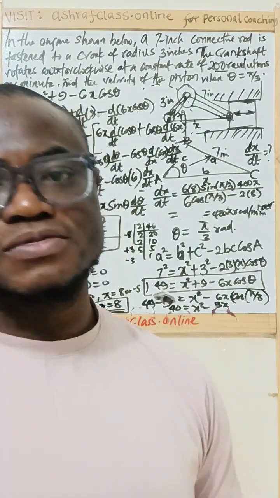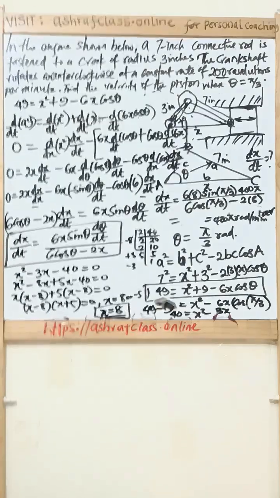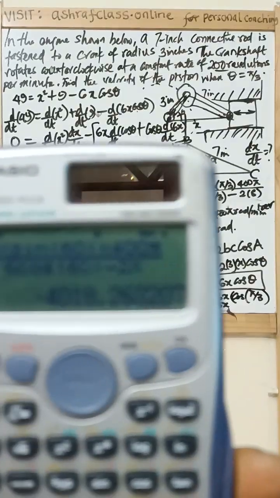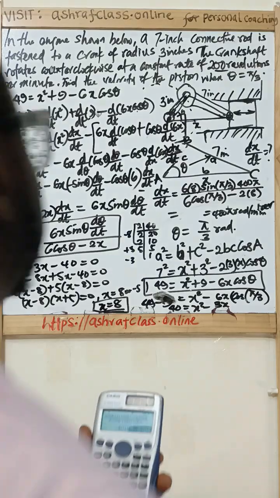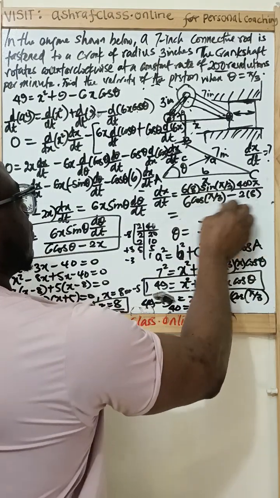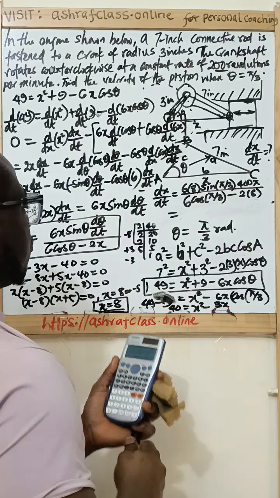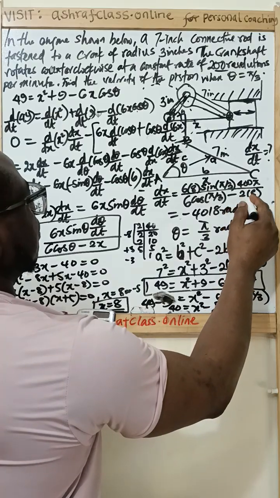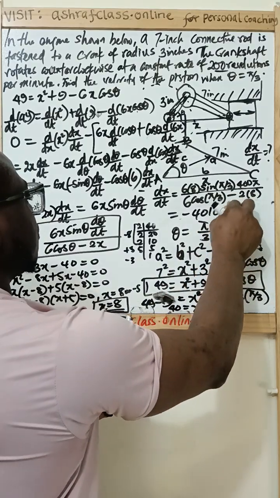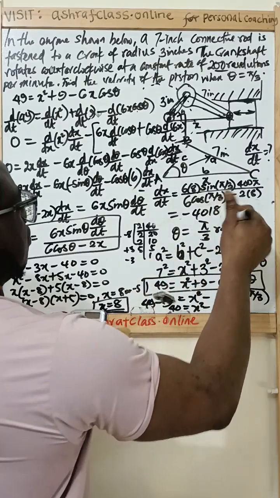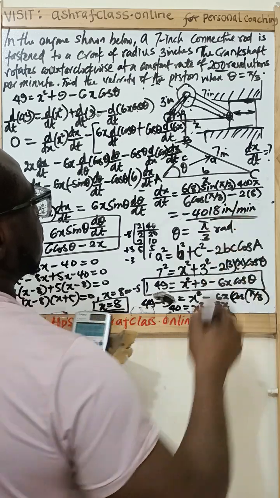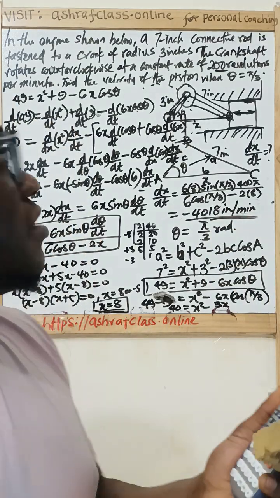So let's do that in our calculator and see. Okay, so this is now the final answer, minus 4018 radian per minute. So this is going to be the final answer. Minus 4018, not radian, it is going to be inches because we are dealing with distance. So that will be inches per minute. Okay, so that's going to be the final answer.